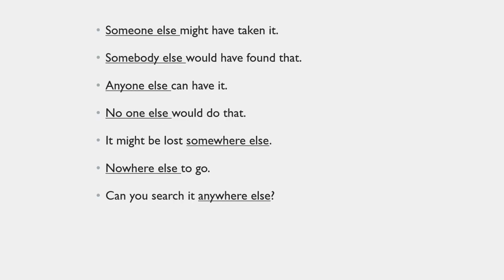And we can use these words in sentences. Someone else might have taken it. Somebody else would have found that. Anyone else can have it. No one else would do that. It might be lost somewhere else. Nowhere else to go. Can you search it anywhere else?